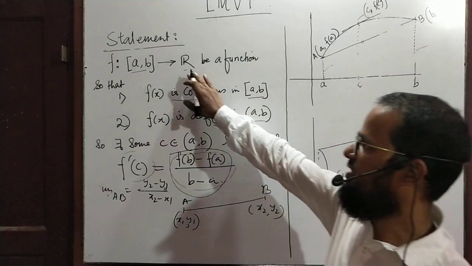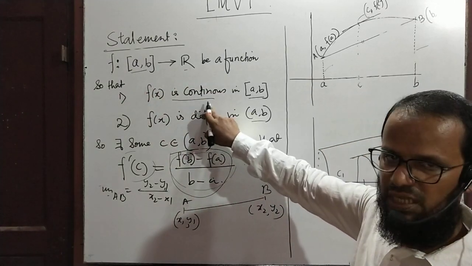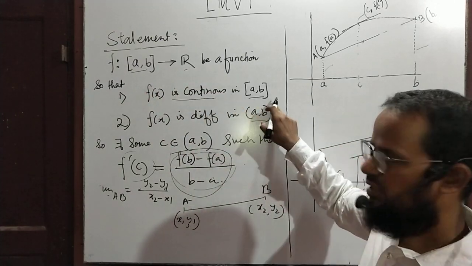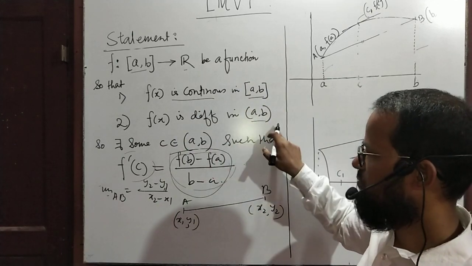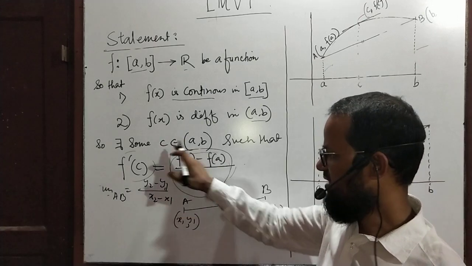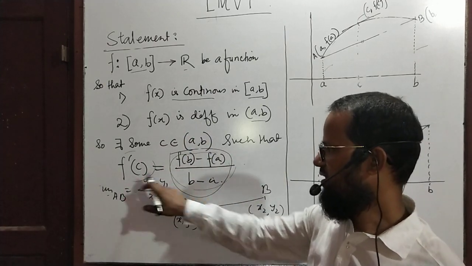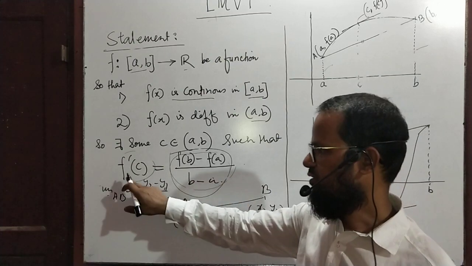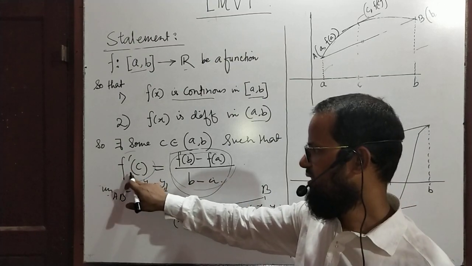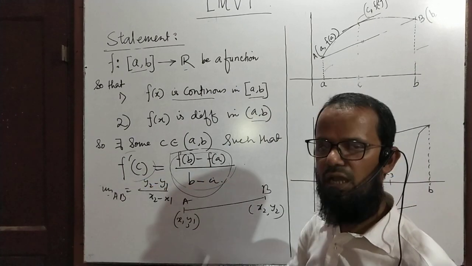Lagrange's mean value theorem: f is defined on a closed interval [a, b], a real valued function satisfying the conditions that f(x) is continuous in the closed interval [a, b] and differentiable in (a, b). Then there must exist at least one point c between a and b such that f'(c) equals the slope of the chord, meaning the slope of the tangent is equal to the slope of the chord, so the tangent is parallel to the chord.